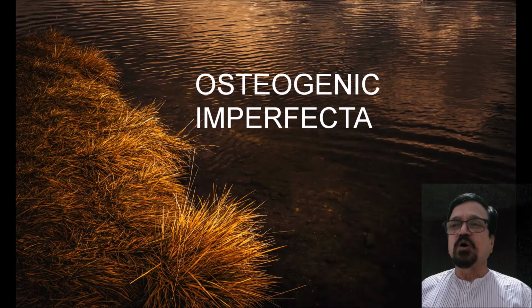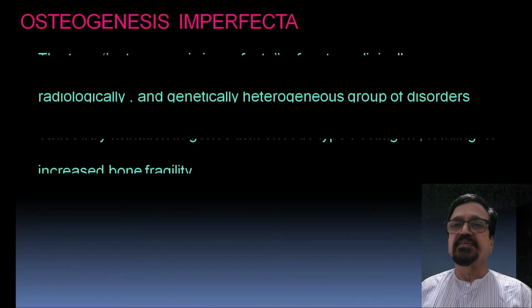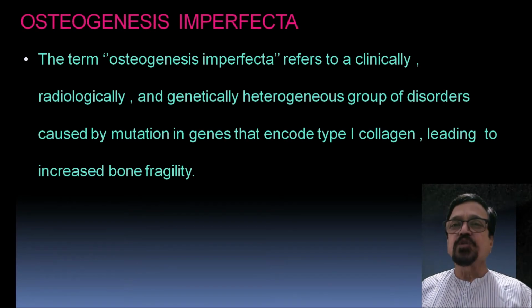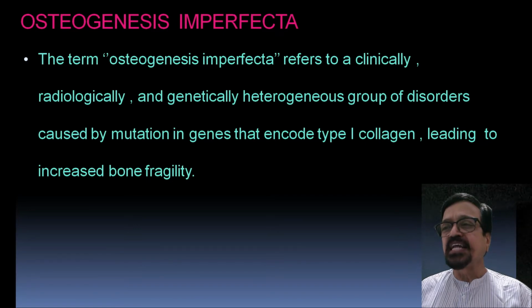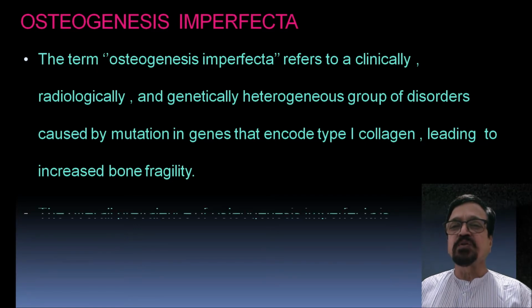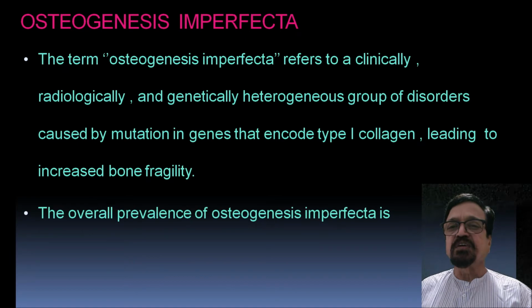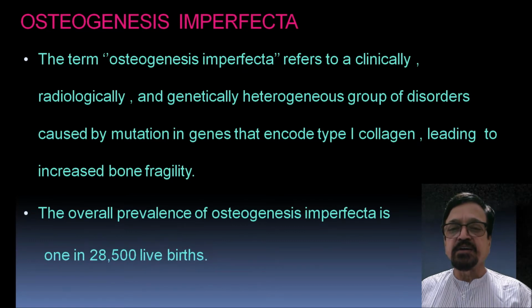Now let us come to osteogenesis imperfecta. The term osteogenesis imperfecta refers to a clinically, radiologically and genetically heterogeneous group of disorders caused by mutation of the gene that encodes type 1 collagen, leading to increased bone fragility. So there are frequent fractures as well as frequent healing. The overall prevalence of osteogenesis imperfecta is 1 in 28,500 live births.